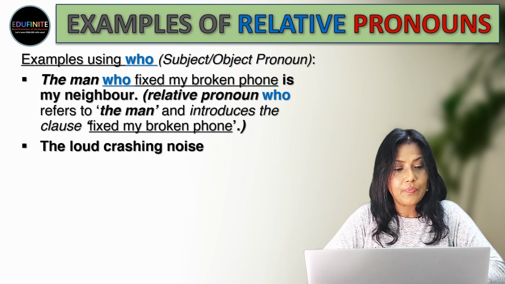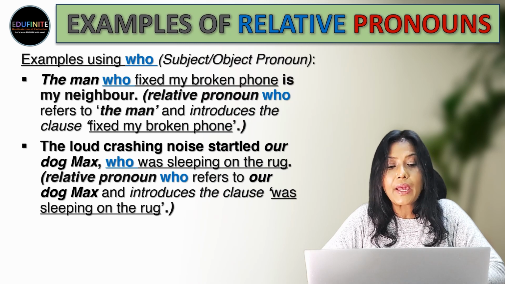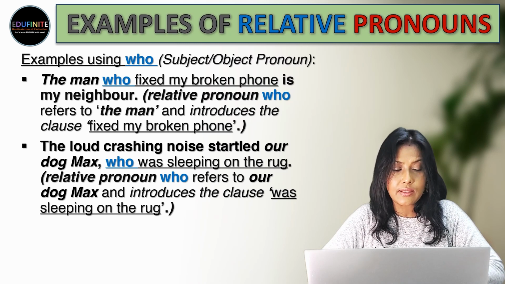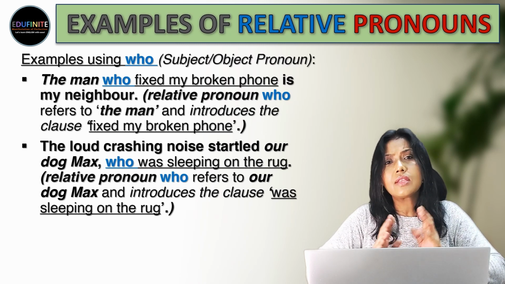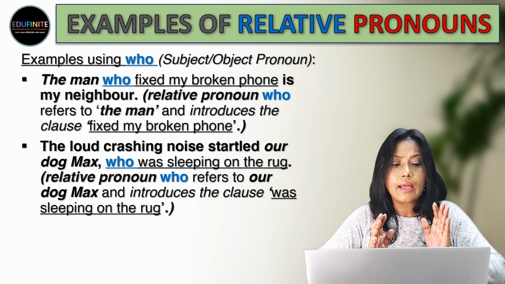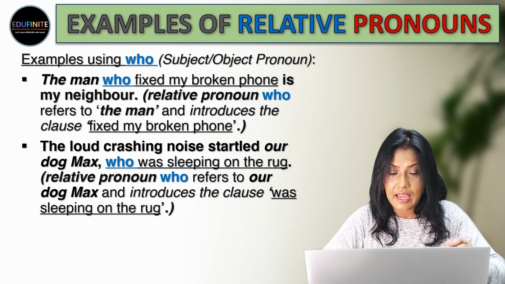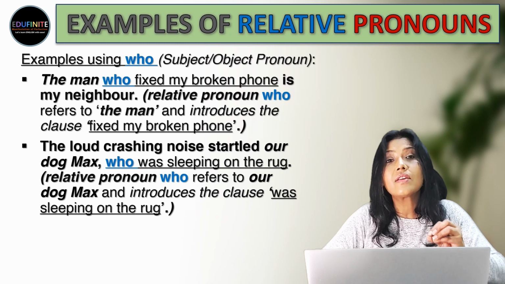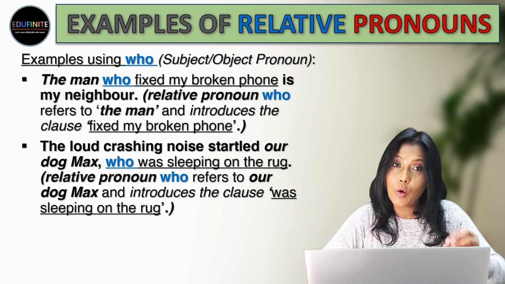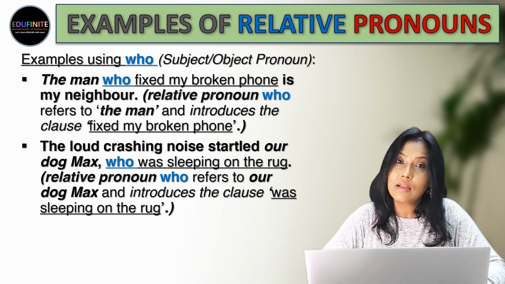The next sentence. The loud crashing noise startled our dog Max, who was sleeping on the rug. So here what do we see? The independent clause is, the loud crashing noise startled our dog Max. Now this has enough information about our dog Max, and as I told you, here our pet dog has his name written in this sentence. Our pet dog is called by its name, Max. So here we can use who as a relative pronoun when we are telling more about our dog Max.